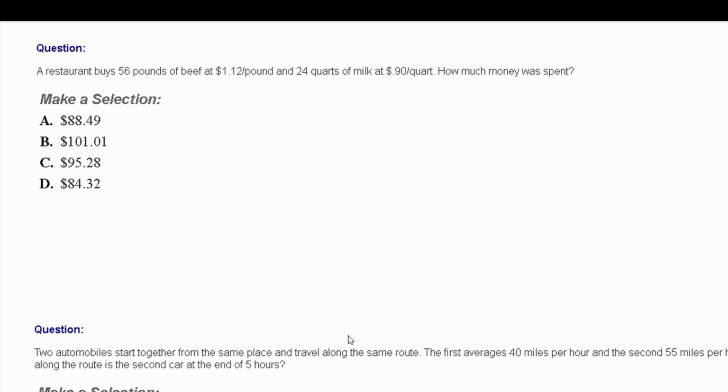All right, this problem says a restaurant buys 56 pounds of beef at $1.12 a pound and 24 quarts of milk at 90 cents a quart. How much money was spent? So we're going to take $1.12 and multiply that by 56. And then we're going to take 90 cents and multiply that by 24. When we do these operations, we're going to take the results and add them together.